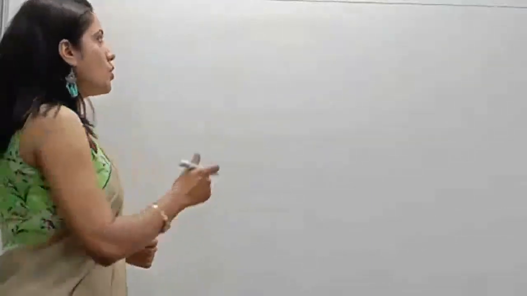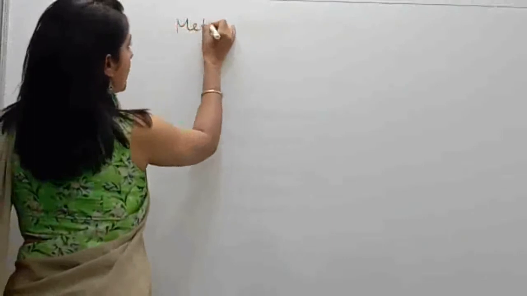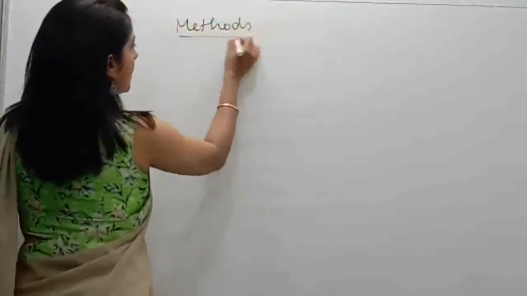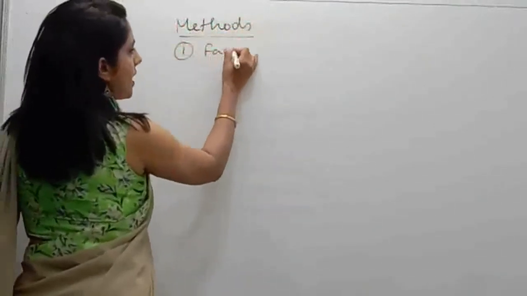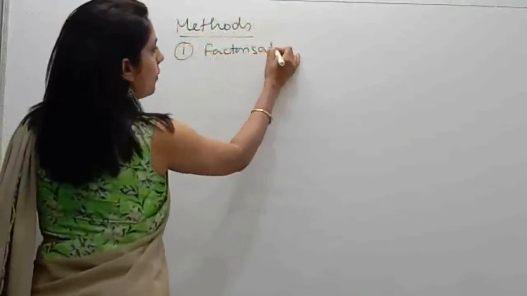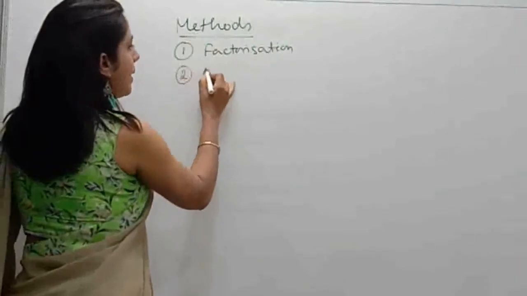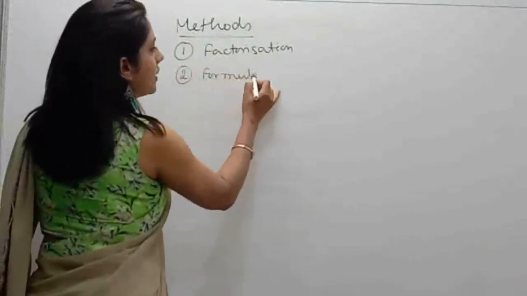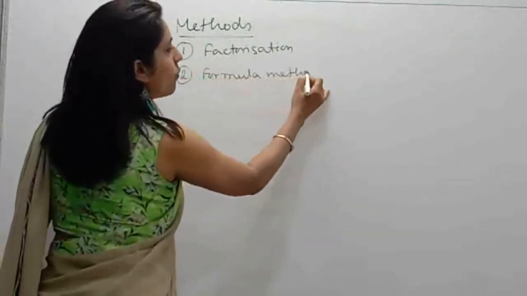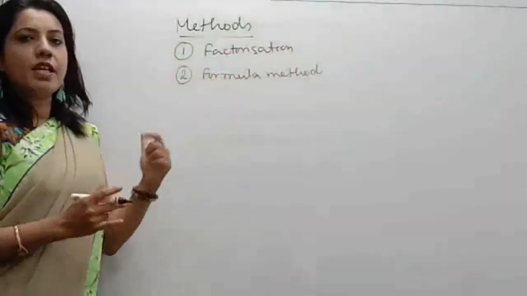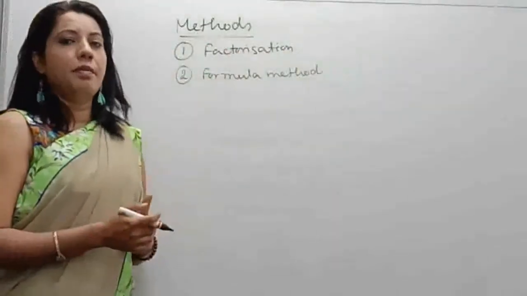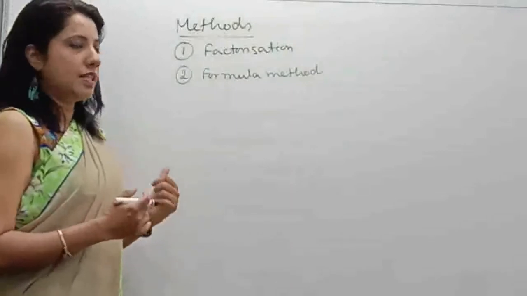As I said, we have to find out the values of x for a quadratic equation. There are different methods to find it out. We are going to discuss two methods here. The first method is known as the factorization method, which normally we have done in our previous classes as well. And the second method is the formula method to find out the value of x. Factorization method we have already done in our previous classes. We are going to discuss that here again.